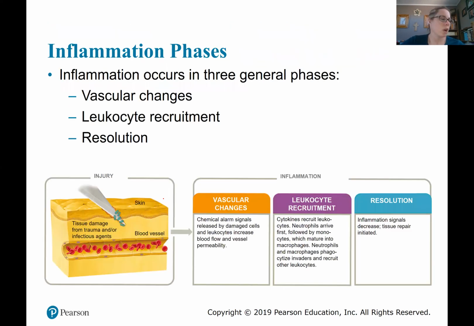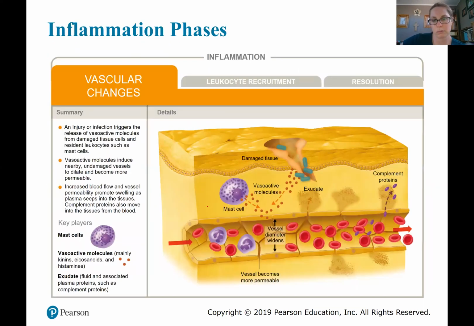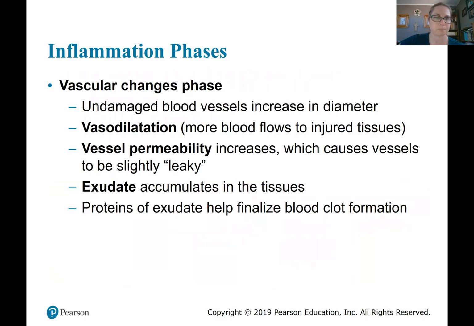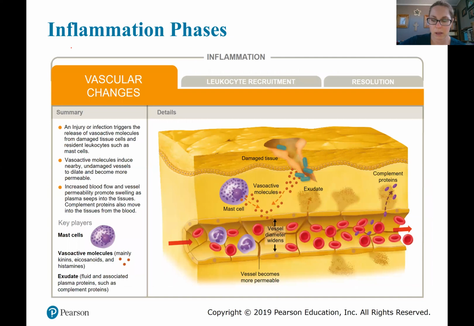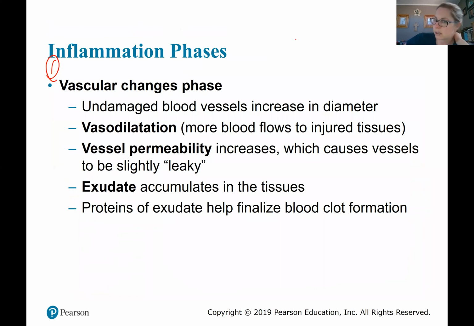Okay, so there's some different phases involved in inflammation. It occurs in 3 different steps: vascular changes, leukocyte recruitment, and then resolution. This diagram is going to be shown in larger detail here in just a second. So step 1, vascular changes. If you want to look ahead to this diagram while I'm talking about that, it is on page 341.